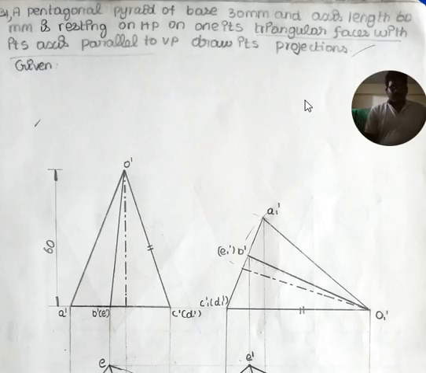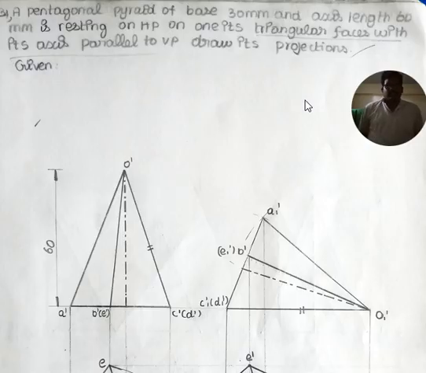The axis parallel to VP indicates that the axis is inclined to HP. So based on the given problem, we have identified that the axis is inclined to HP and parallel to VP. So for the pentagonal pyramid of given dimensions, when it is resting on HP by one of its triangular faces, with the axis inclined to HP and parallel to VP, how will it appear to the observer in front and top? That is the question. So we have identified that it is an axis inclined to HP and parallel to VP problem.